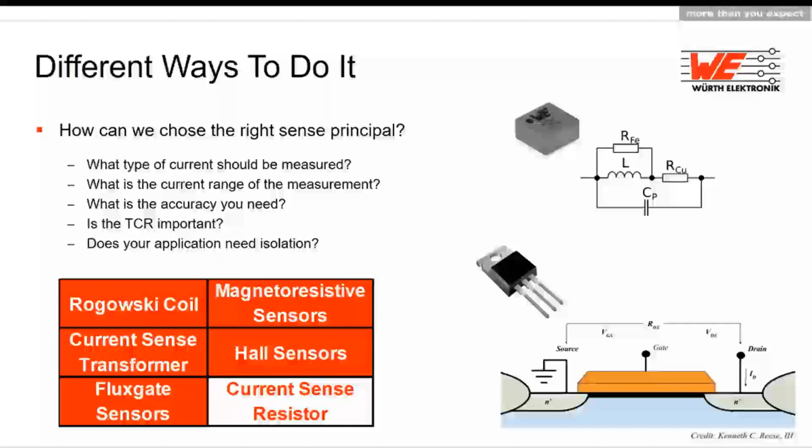Of course, there are two more ways I would like to show. One is the current sensing due to the DCR of the inductor. So this is the picture here. Because inductors are also real components, you have some resistance from the winding, and you can use this to measure the current. And you can do some current sensing due to the RDS(on) of the MOSFET. You can monitor this, and then you can get also the current which flows in the application.